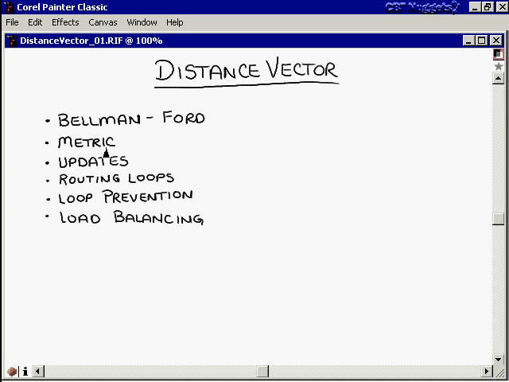And then we'll take a look at the metrics and understand how they're used to determine the best path through a network, followed by a look at updates and how they work. Then we'll take a look at the biggest problem facing routing protocols today, and that is routing loops. But I'm not going to leave you hanging. We're also going to talk about how distance vector protocols combat this problem in loop prevention. And then we'll end up with a discussion on load balancing, what it is and how it works.